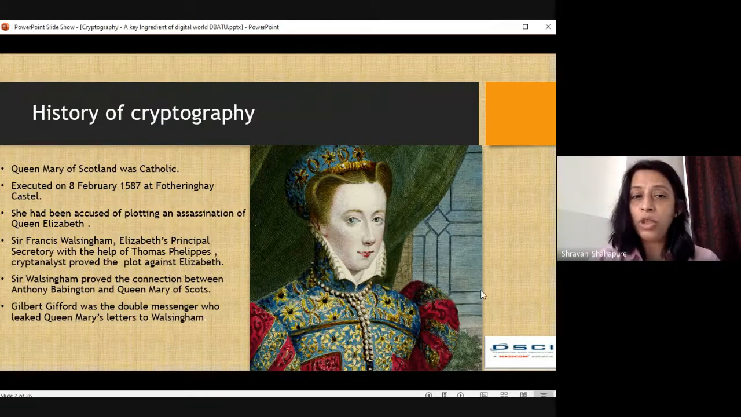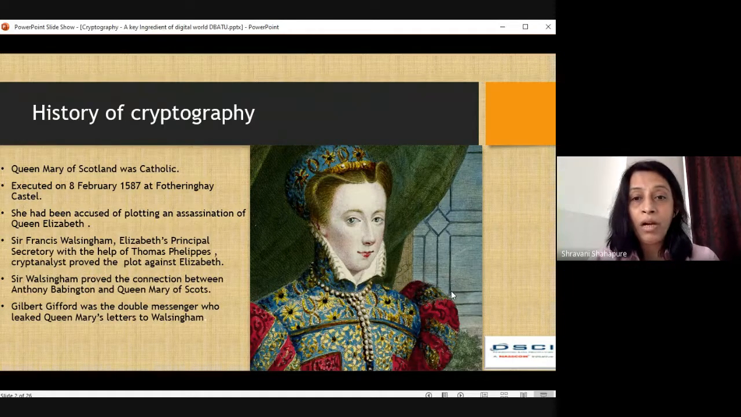She was in prison for so many years, and finally she was getting executed for plotting against Queen Elizabeth. Actually, Queen Mary was Elizabeth's sister, and she was also Queen of Scots. It was not easy for Queen Elizabeth to give an order for the assassination. But Queen Elizabeth had a very dynamic principal secretary, Sir Francis Walsingham. Francis knew there was something going on between Queen Mary and some of her Catholic supporters while she was in prison.